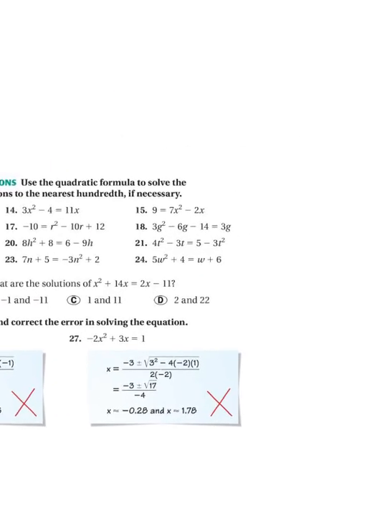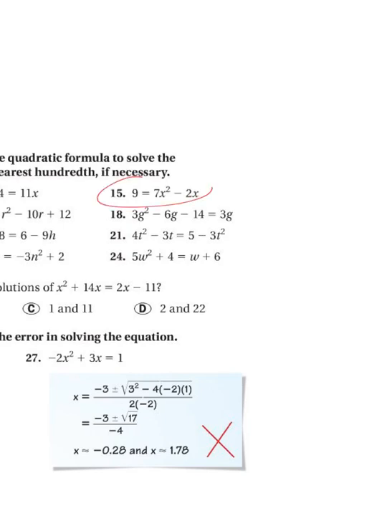Okay, I decided to do one a little later in the assignment. Actually, I think the last one, number 15, just because I want to point to this as well. Notice how this one doesn't have it solved for 0, so we need to move everything to one side. Some people might think they have to subtract 7x and add 2x to both sides to get it to the left. Some people might think, oh, can I just minus 9 to both sides and get it to the right? Which way is correct?